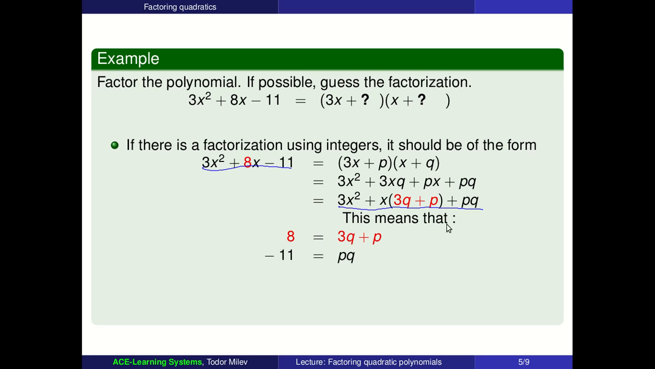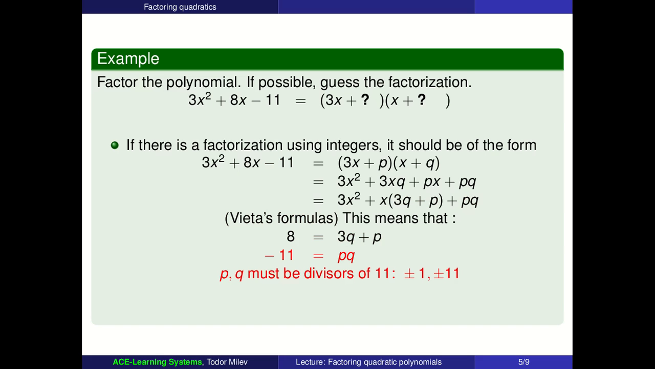So the only way for this to be an actual equality is to have that 3q plus p be equal to the number 8, because the coefficients in front of x must coincide on the two sides. Similarly, p times q must be equal to negative 11. That's this equality. So these two equalities, 3q plus p equal to 8, and p times q equal to negative 11, those two equalities are called Vieta's formulas. All right.